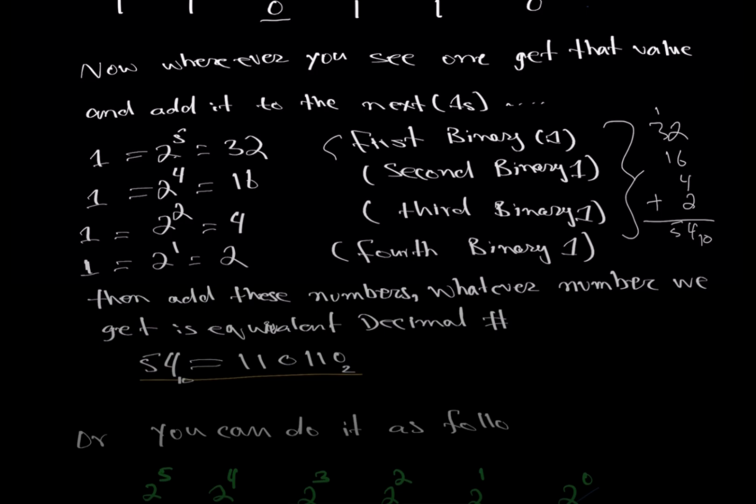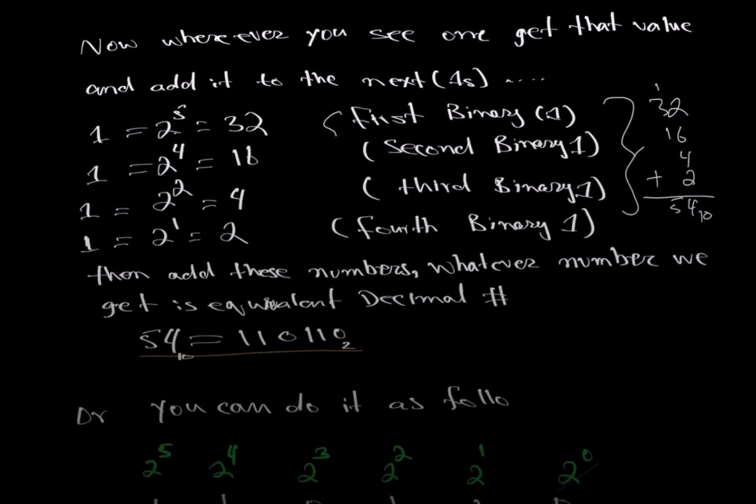Or 54. No, we don't write base 10 because it's very common that we use it everywhere. But since we are converting here, we should write it, because we don't want to confuse it with an octal number or a hexadecimal. So yes, 54 base 10 is equal to 110110 base 2, or binary number. So that's how we convert it.